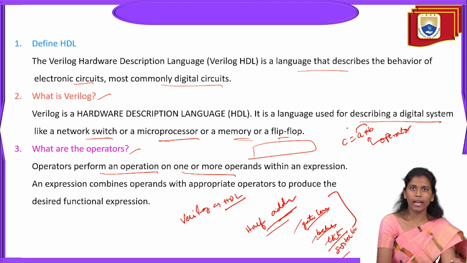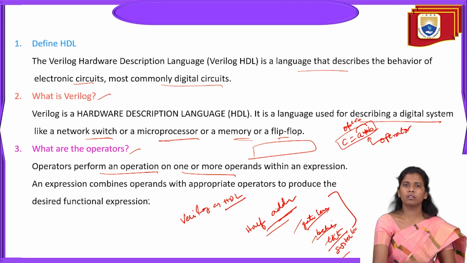So, in whole, I can say that an operator performs some operation. Here, C = A * B is performing a multiplication operation between two operands, A and B. So an operator performs an operation on one or more operands.